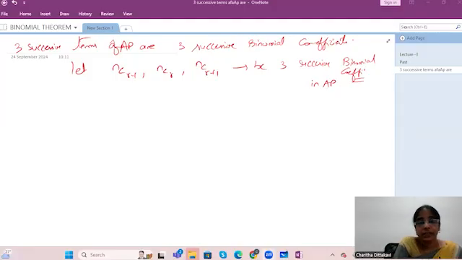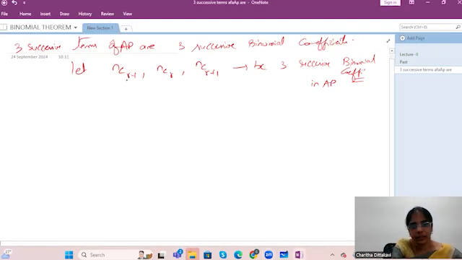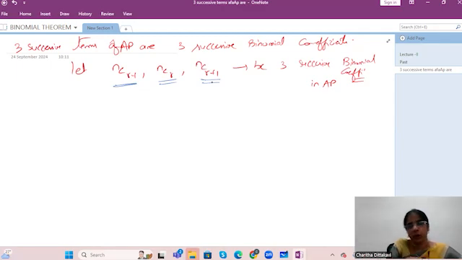Now, coming to the three successive terms of AP that are three successive binomial coefficients. Let me talk about three successive binomial coefficients as nCr, nCr minus 1 and nCr plus 1. So let these three be three successive binomial coefficients in AP. Right, so how do I get a relation between all these three binomial coefficients?